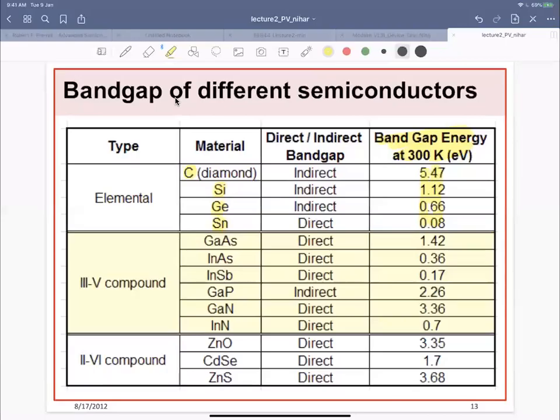Similarly, sir... Yes, what is it, Bhavesh? Direct and indirect band gap? I'll come to that point, maybe in the next class.